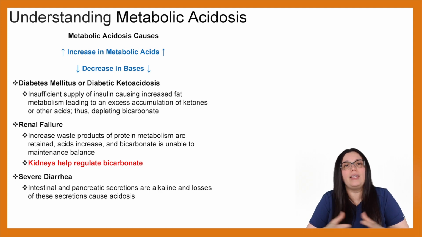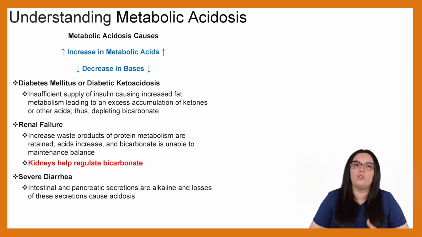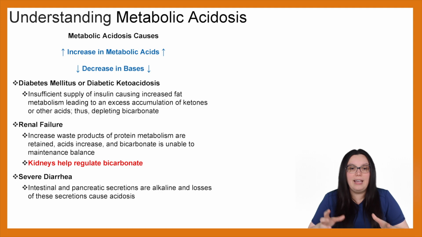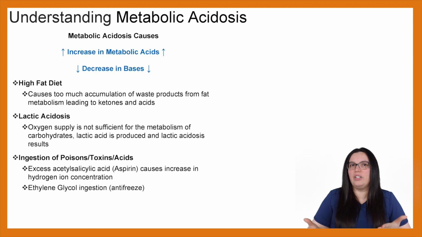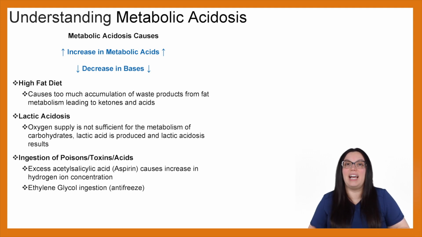And lastly, again, severe diarrhea. So we talked about before, bases are stored in our gut. So if we're pooping it out and we're having this extreme loss of our bicarb, we're going to become more acidic. Intestinal and pancreatic secretions are alkaline, and losses of these secretions cause acidosis. You can see metabolic acidosis a lot too with our high-fat diet patients.